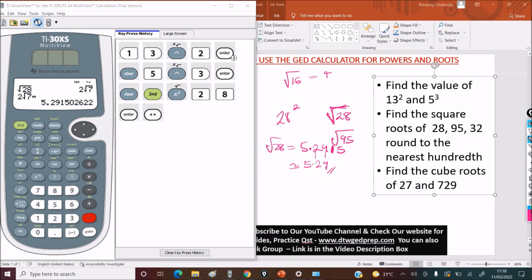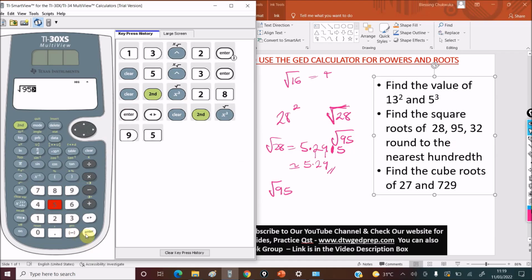So let's go on to the next question, which is what's the square root of 95. All right. So first thing we do is, we clear. All right. Second function, this is the square root, 95. Enter. Okay, it gives us this. Toggle, it gives us 9.74679. We can stop here.